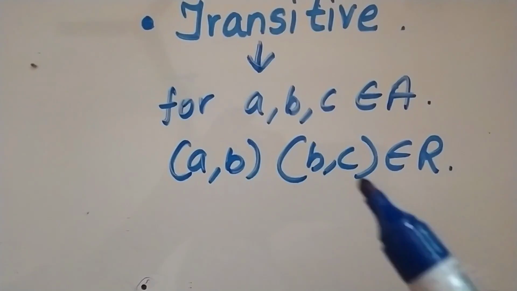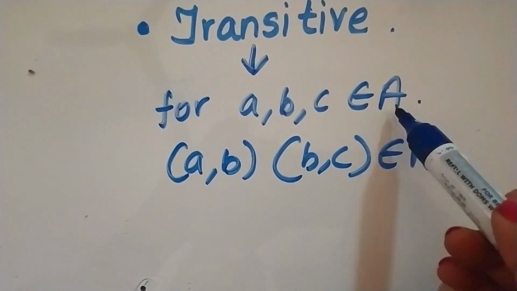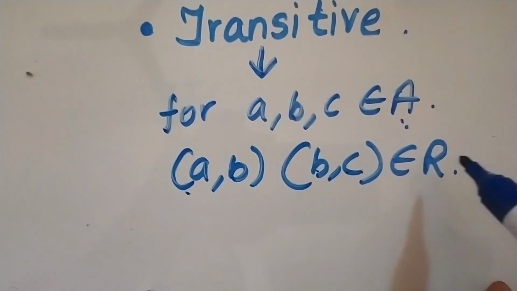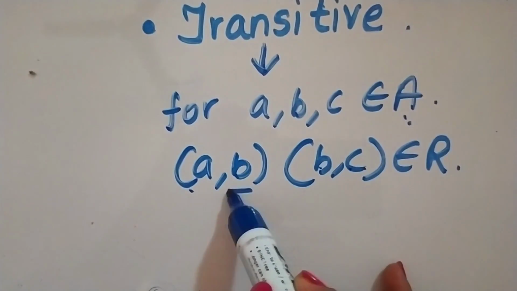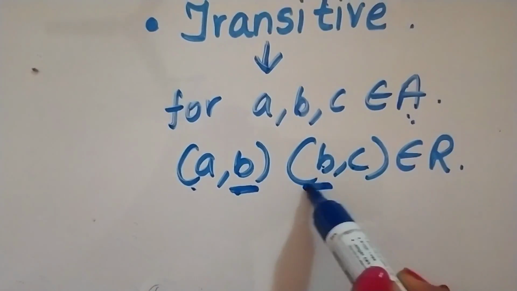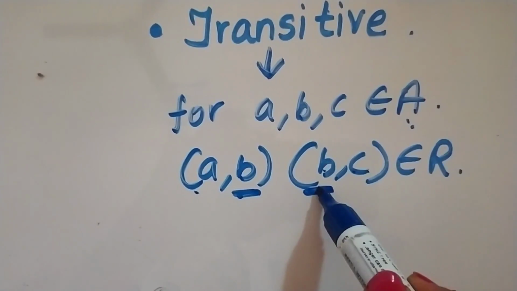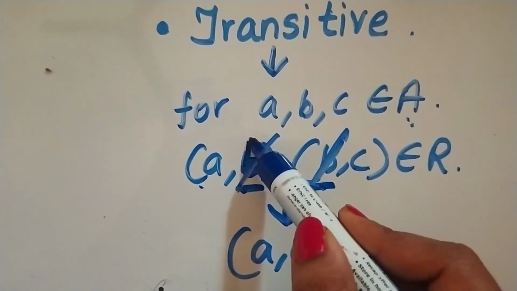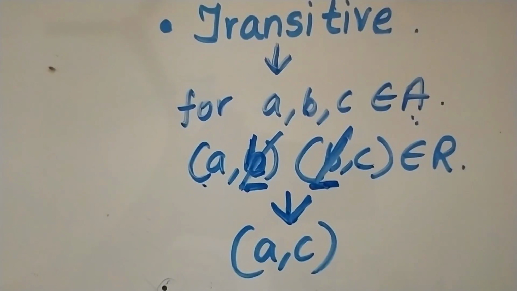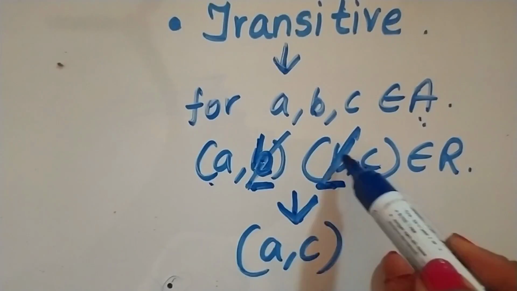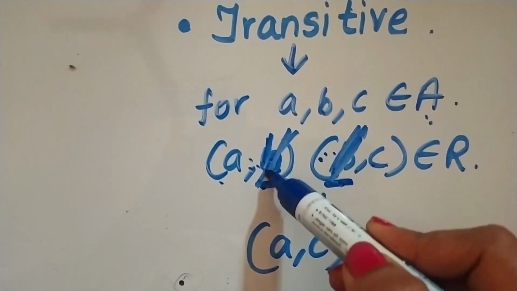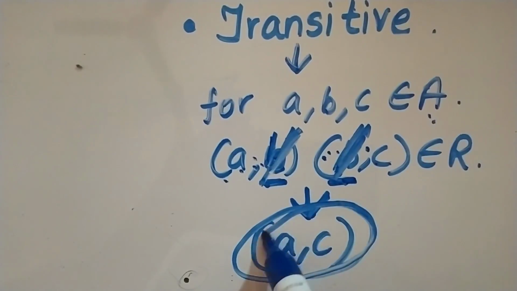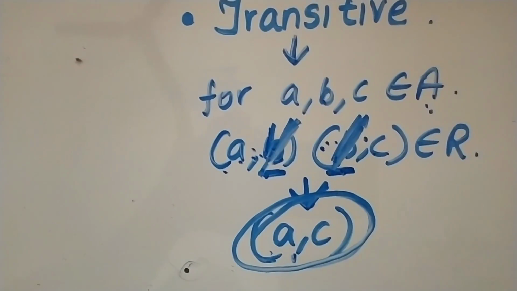So in transitive, for a, b, c belongs to the set, (a, b) and (b, c) belong to R. Now what does this mean? Whatever is the last element here, that should be the first element. And we will get the answer as (a, c). We have to cancel these both. First choose the pairs in such a way that the last element of one and the first element of the other are the same, and then cancel it. Whatever is remaining, here (a, c) is remaining, right? Now if this is present in the given set, that would be transitive.